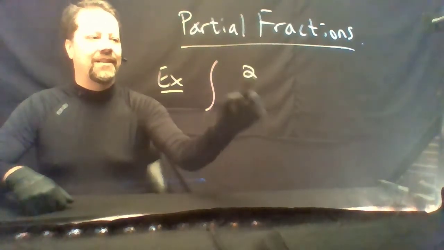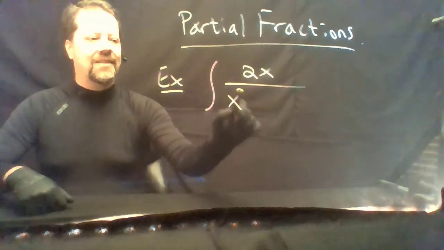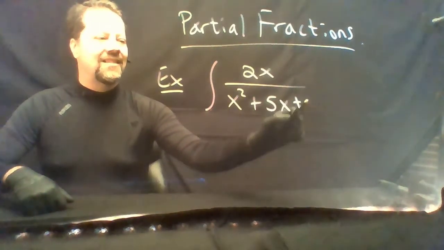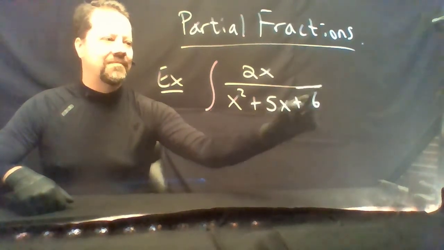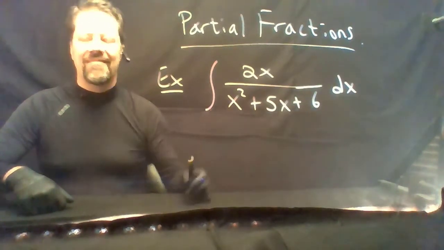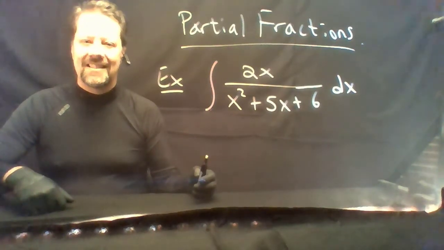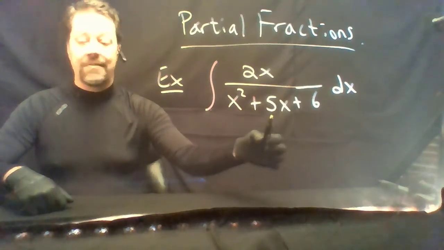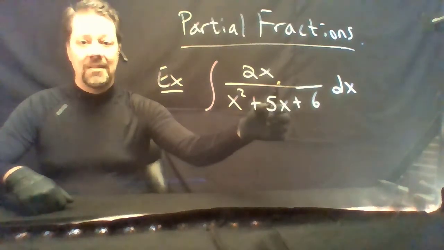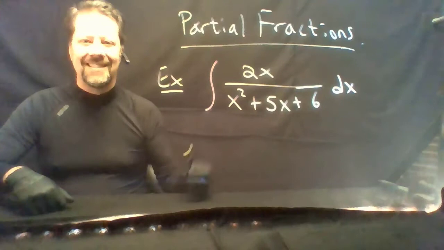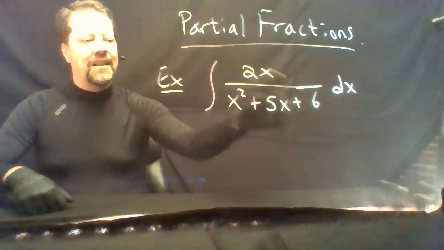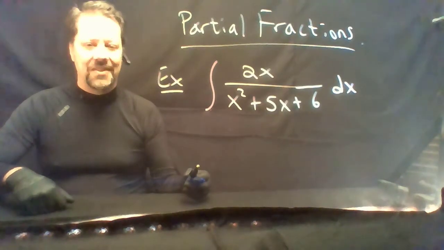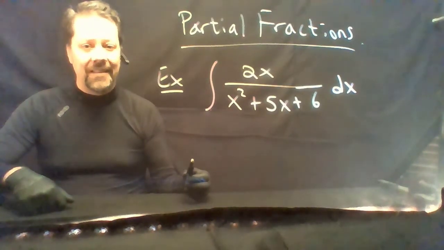Suppose I'm integrating 2x divided by x squared plus 5x plus 6 dx. How do I integrate this? The derivative of the denominator is 2x plus 5. We have the 2x, but we don't have the plus 5. What we'll do is split this complicated fraction into simpler fractions using a purely algebraic method.